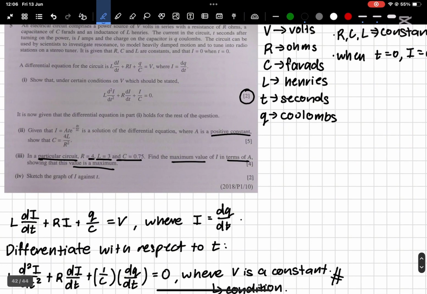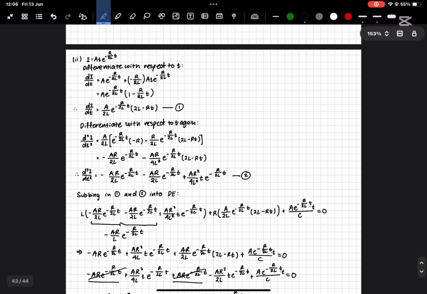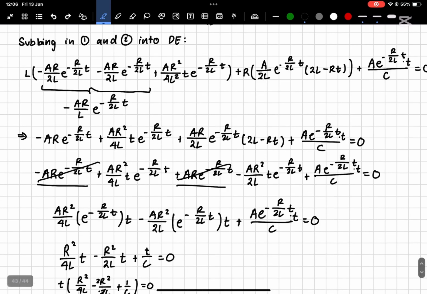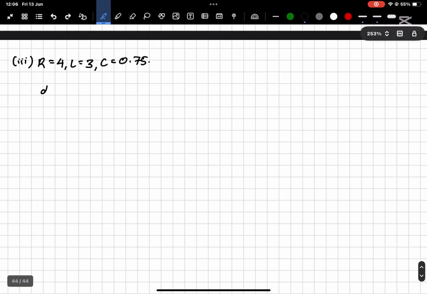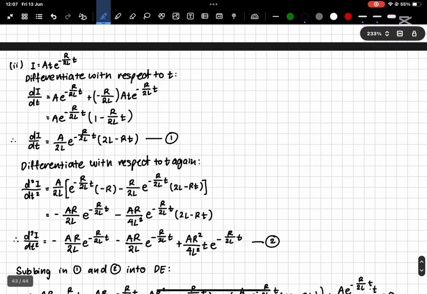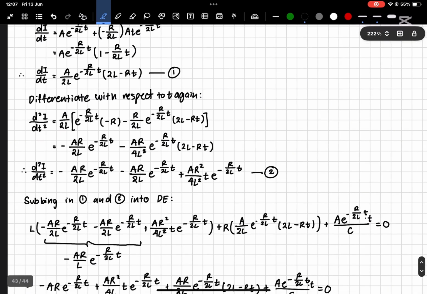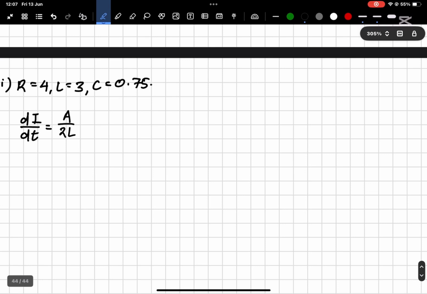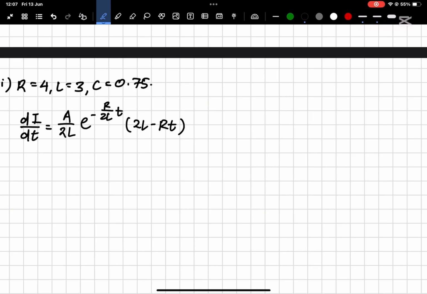Okay. So we have this equation, the gradient equation of I, to use to find the turning point. So you know your di/dt. A over 2L, e to the negative R over 2L t, times 2L minus Rt. Okay, you have this, right?